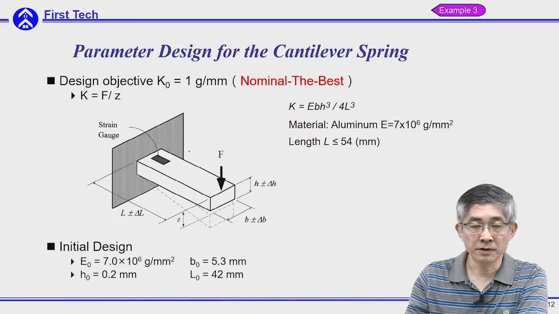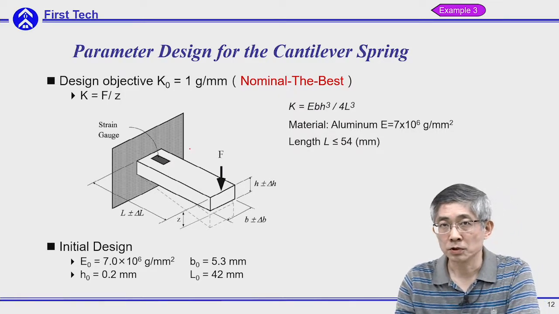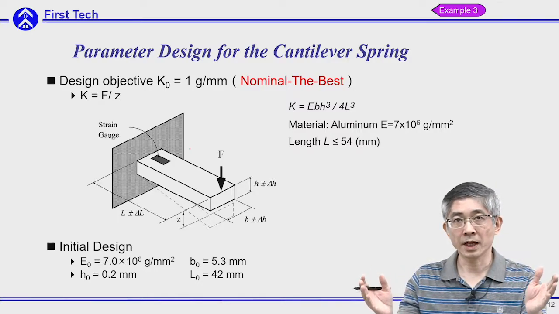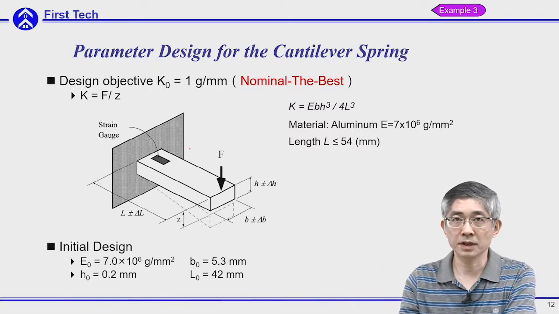This cantilever design has 4 control factors, E, B, H, L, and has 3 noise factors, which are the manufacturing tolerance for the length, the width, and the thickness of the cantilever beam.